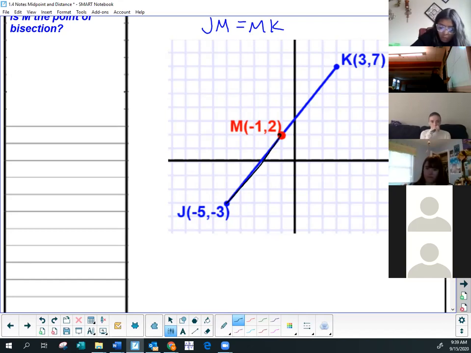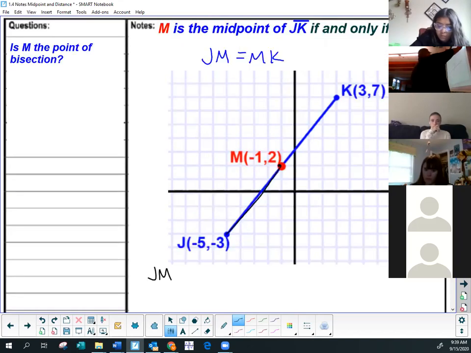We didn't get the entire part above it, so I can't really see the answer to the question. I can read the question off; I have a ribbon that's blocking mine. But all it says is that M is the midpoint of JK if and only if the two distances are the same. Remember, JM and MK are all distances.